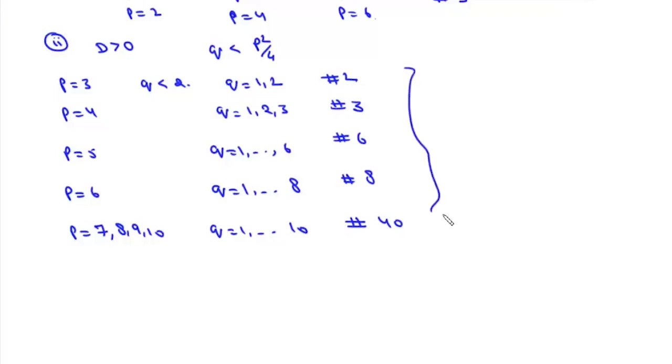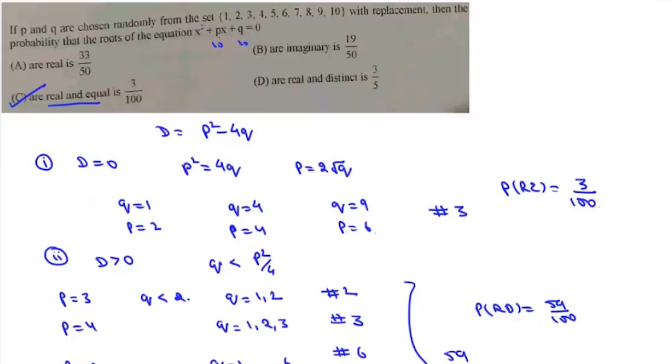Now if we add them, we'll get 59. So the probability that the roots are real and distinct will be 59 by 100. That means option D is incorrect. Now roots are real when they are either real and equal or real and distinct. So the probability that roots are real will be 59 plus 3, which is 62, 62 divided by 100, and that will be 31 by 50. So option A is incorrect.